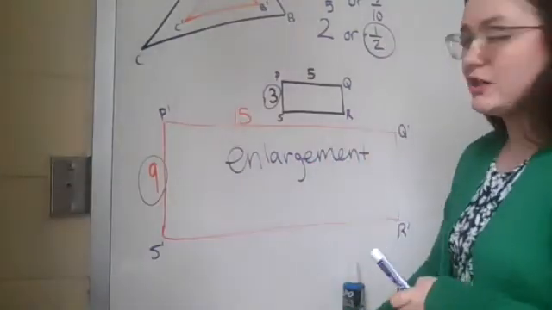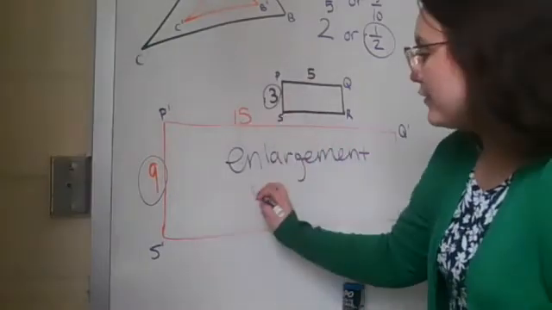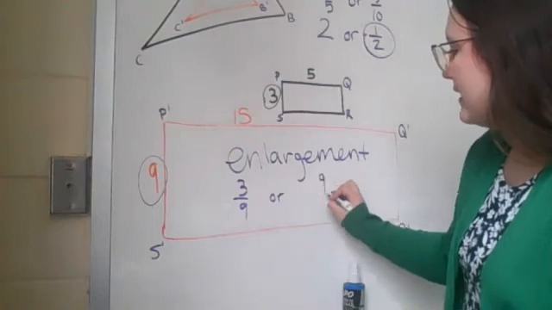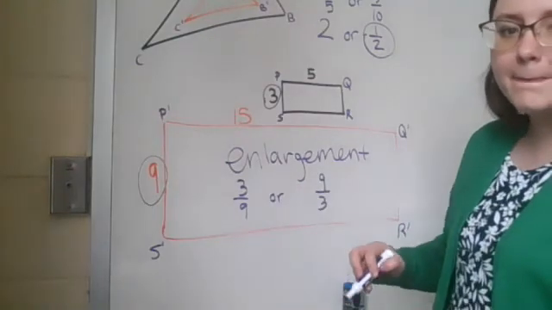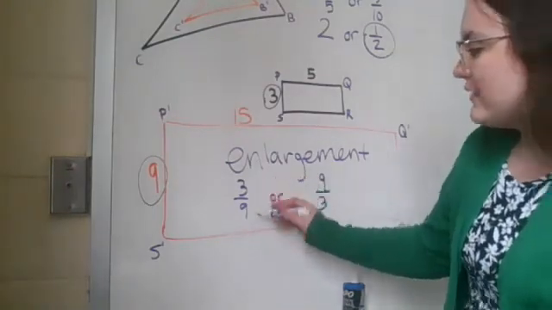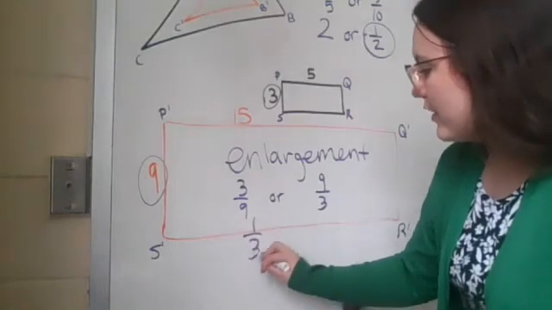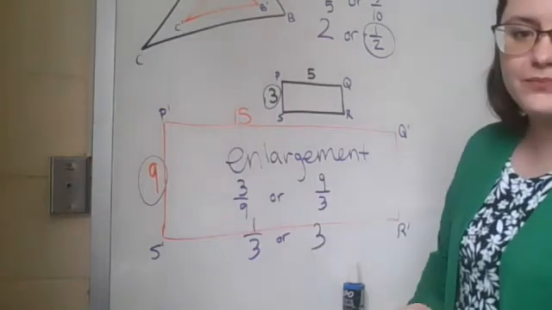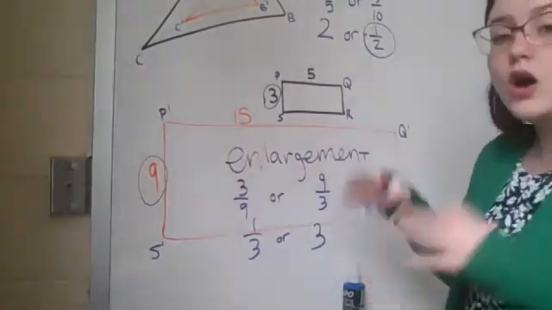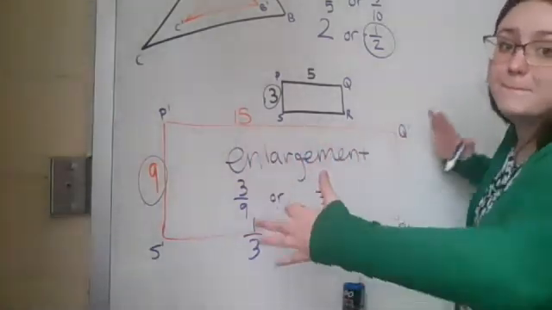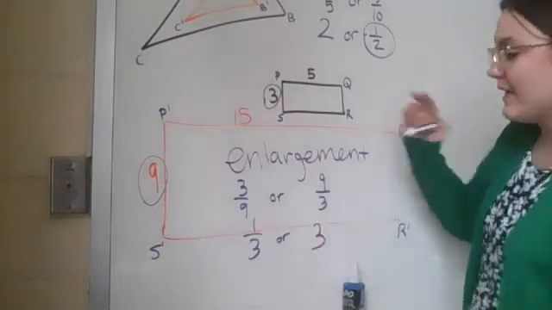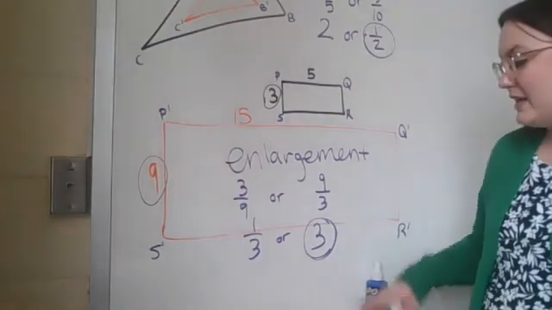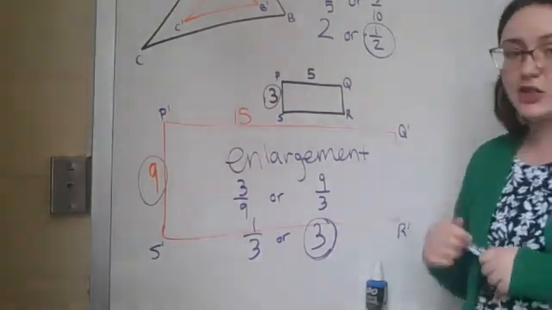So my scale factor is either going to be 3 divided by 9 or 9 divided by 3. If I do 3 divided by 9, I get 1/3. 9 divided by 3 is 3. Since this is an enlargement, the orange rectangle got bigger, is bigger than the black rectangle, I had to pick the scale factor that was larger than 1. So this shape has a scale factor of 3.